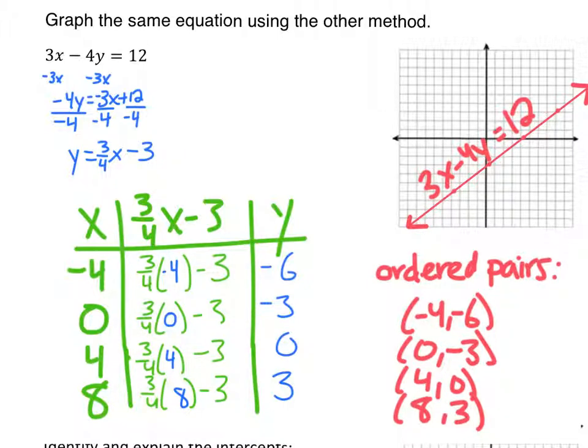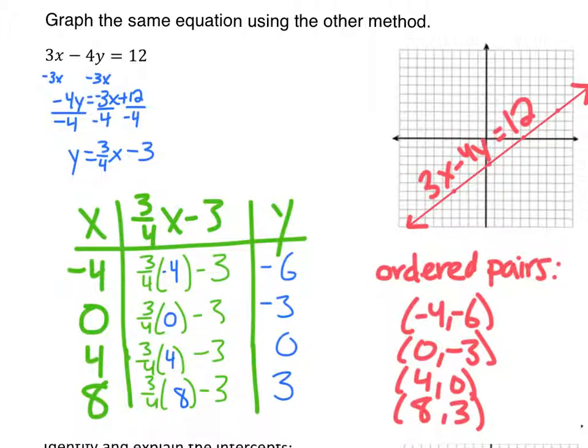If they hadn't come out in a straight line, I would look to see if I made a mistake in my table, or if I made a mistake in my plotting. A quick way to check the table is if you have a pattern on the left, such as here we have plus 4, plus 4, plus 4 for my inputs, then I should also see a pattern on my right for my outputs, plus 3, plus 3, plus 3.